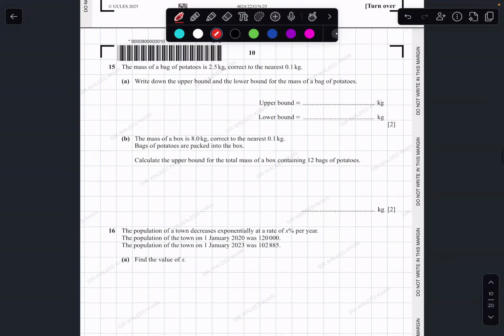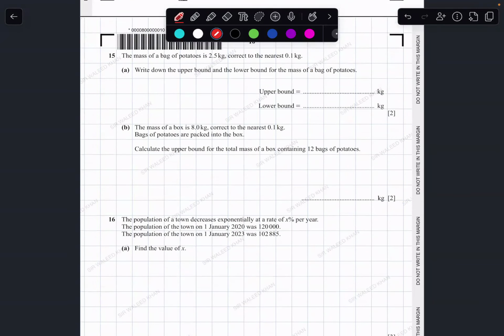Question number 15. The mass of a bag of potatoes is 2.5, correct to 0.1 kg. This will be the accuracy, 0.1 kg. The error for this will be half of the accuracy. So half is 0.05. Write down the upper bound and the lower bound of it. So we have 2.55 and 2.45. Again, the upper bound is the original value plus error, and the lower bound will be the original minus error.